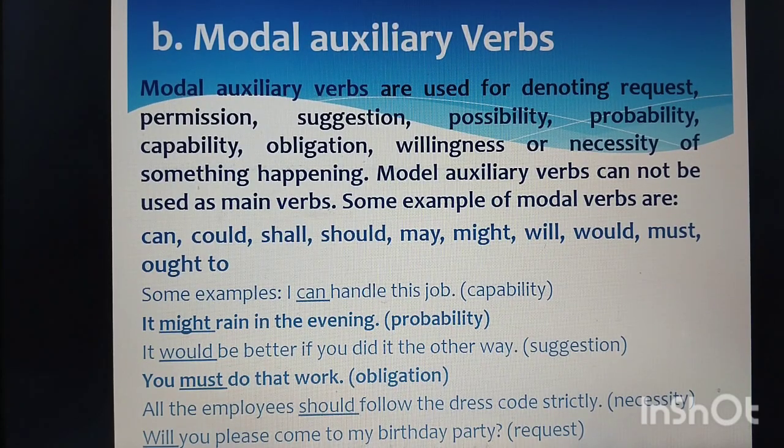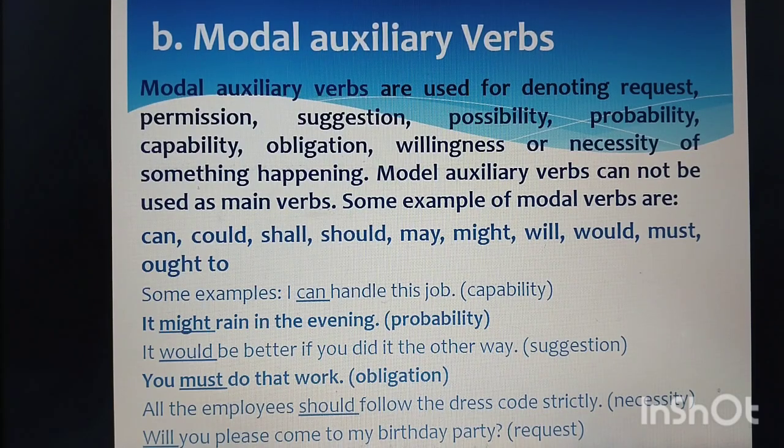It would be better if you did it the other way: suggestion. If you did it the other way, that would be better. That means you are giving a suggestion. You must do that: obligation. Obligation means doing something forcefully, compulsorily. You cannot escape that. You have to do it.